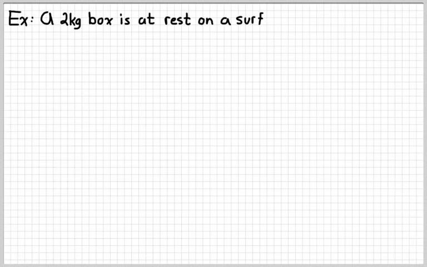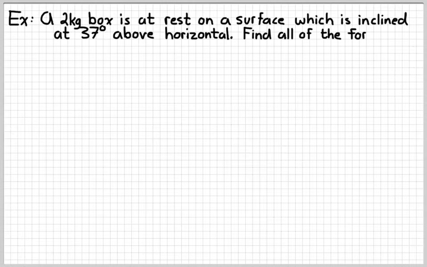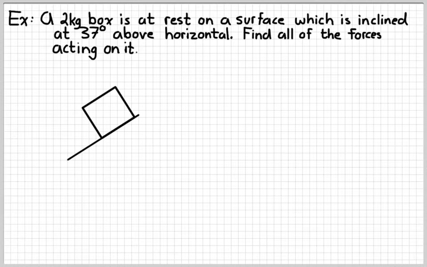So let's look at a simple example. Suppose we have a 2 kilogram box which is at rest on a surface. And then let's suppose the surface is inclined at a 37-degree angle from the horizontal. And we want to know what are all the forces acting on this thing. So the first step would be to draw a free body diagram.